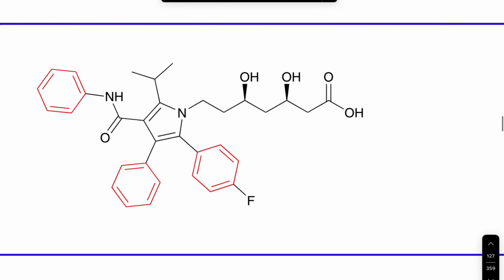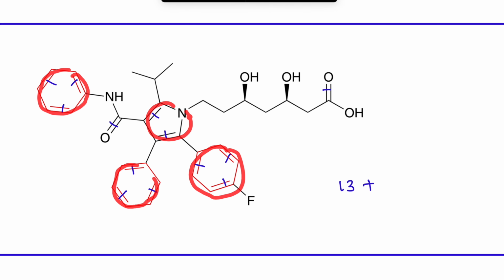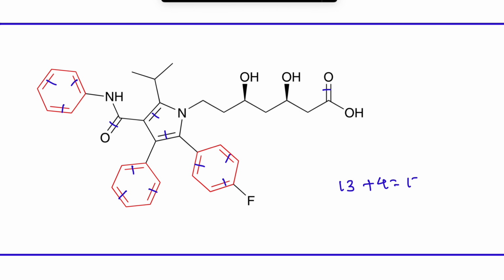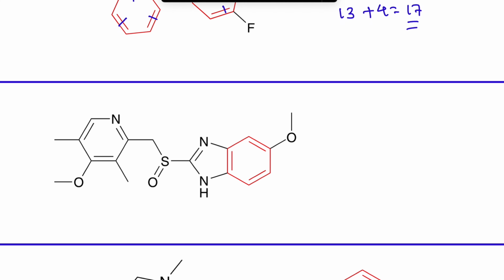Next one, same logic, number of pi bonds I am counting: 1 2 3 4 5 6 7 8 9 10 11 12 13, so 13 pi bonds. And the number of rings, if you see, there is no NO2 group, there is no cyanide group, aldehyde group, so this is an elaborated carboxylic acid. Pi bonds we counted, and here we have rings 1 2 3 and 4, so totally 4 rings, so degree of unsaturation is 17.